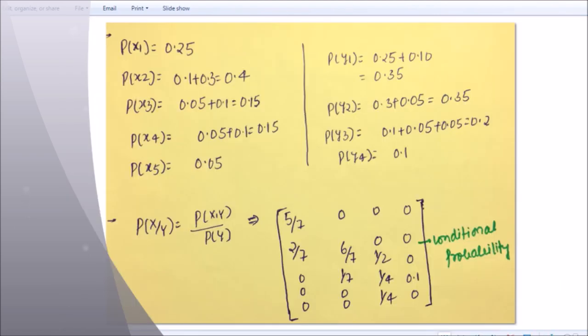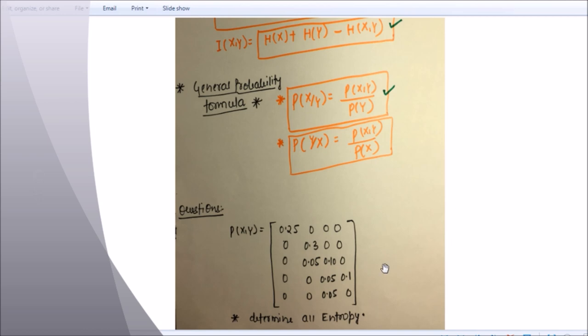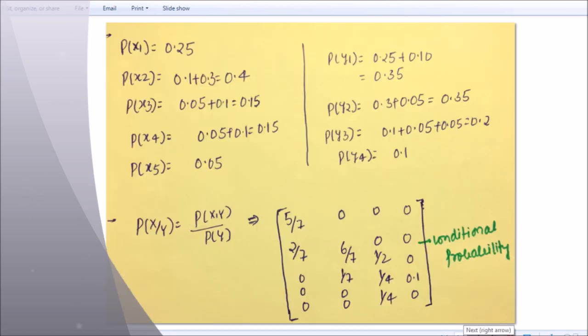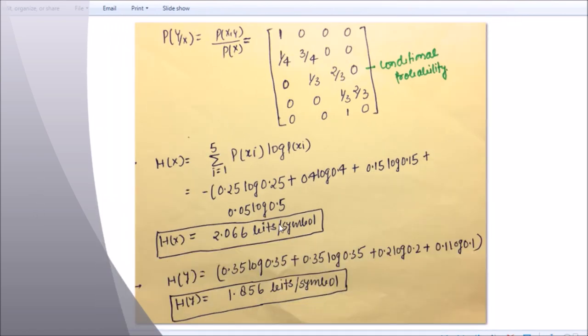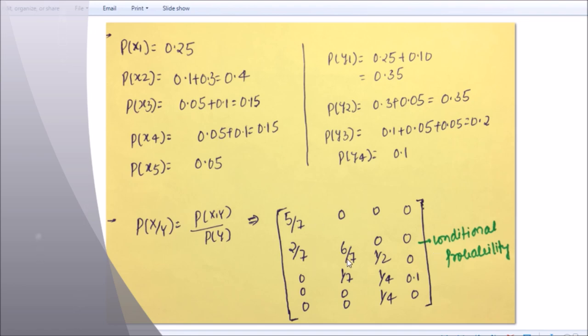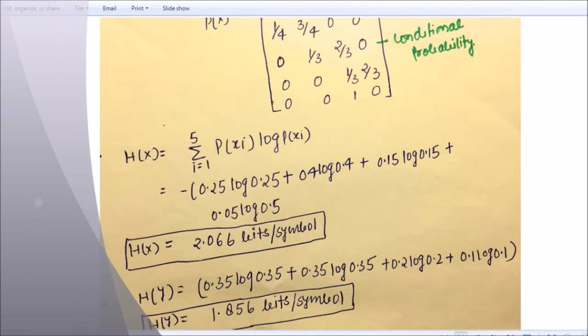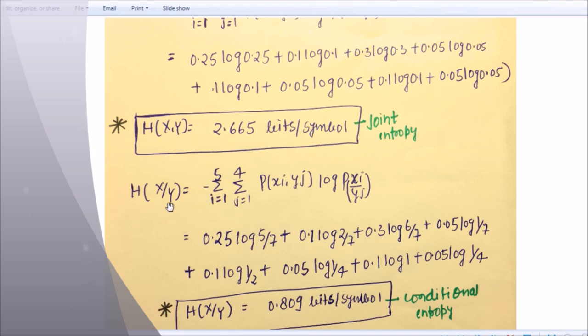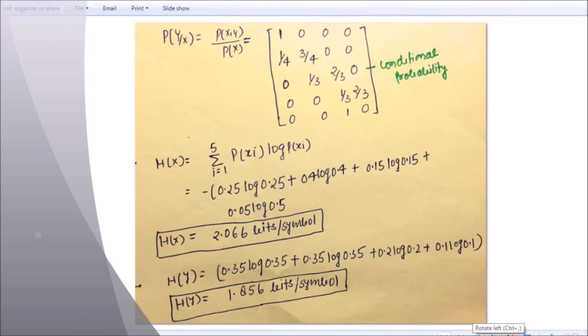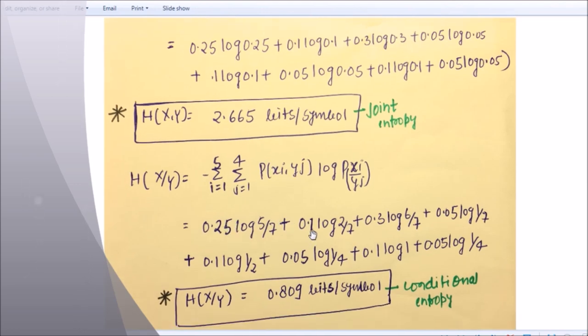See here. I will take Pxi, yj from here, okay? And I will take Px by yj from here. This is Px by Y. So, I will take the element from here, Px divided by Y, okay? Here. So, see here properly. Hx divided by Y. I will take Pxi, yj from the actual question, meaning the actual matrix, and log Pxi divided by yj which I found, okay? So 0.25 log 5 by 7, see log 5 by 7, this one, okay? So 0.25 log 5 by 7 plus 0.1 log 2 by 7, same way you can find all, okay?